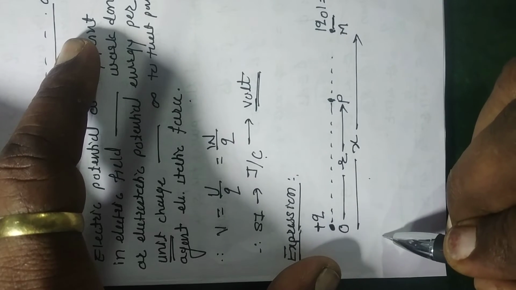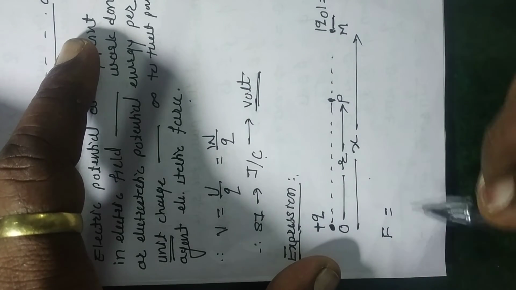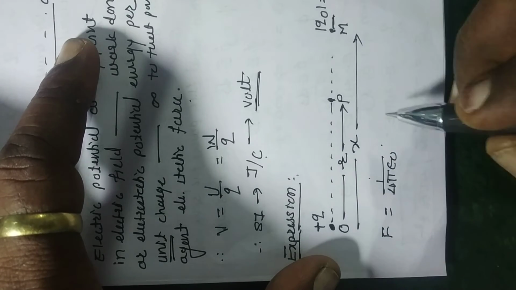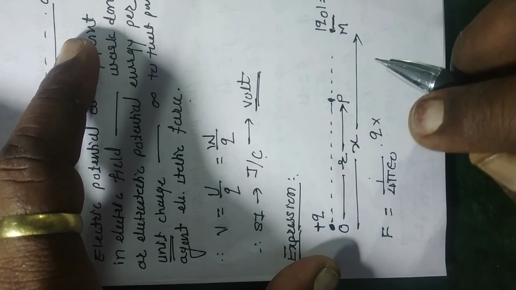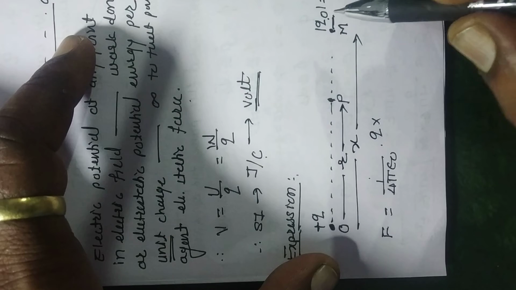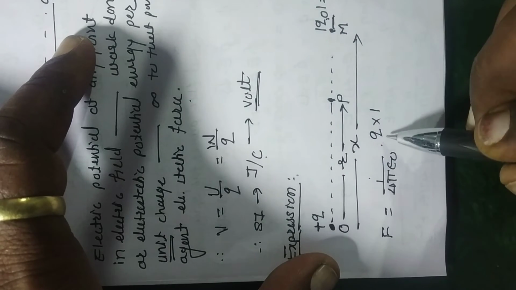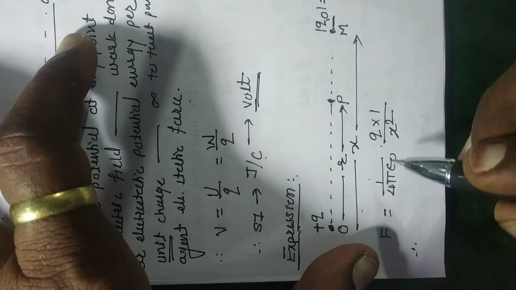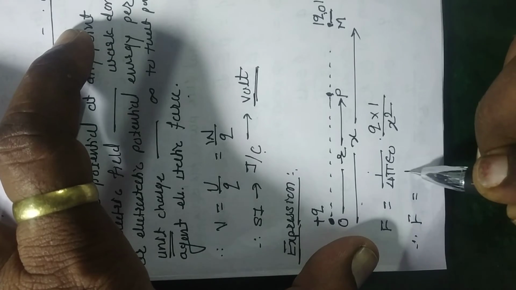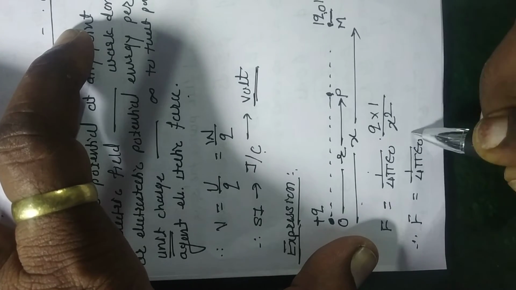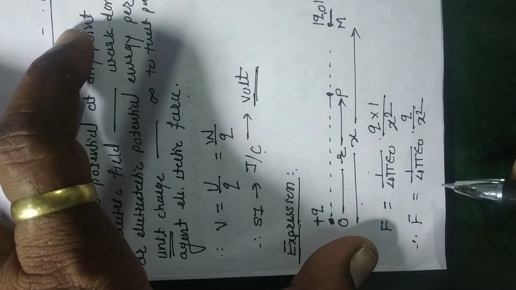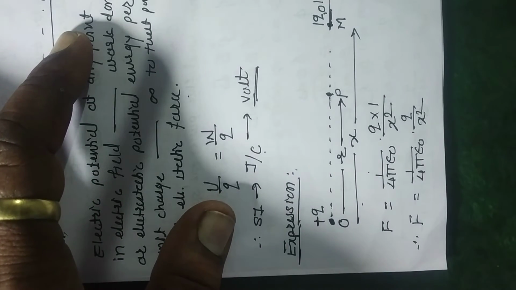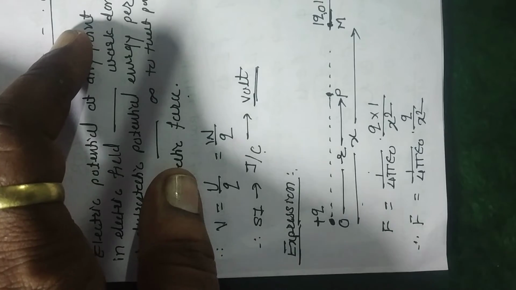Then the electrostatic force between these two charges is 1 divided by 4 pi epsilon naught into the product of charges Q into Q naught. But the magnitude of this charge is 1, divided by distance square, that is x square, and therefore the force between them F is equal to 1 divided by 4 pi epsilon naught into Q divided by x square. This force is away from charge Q.